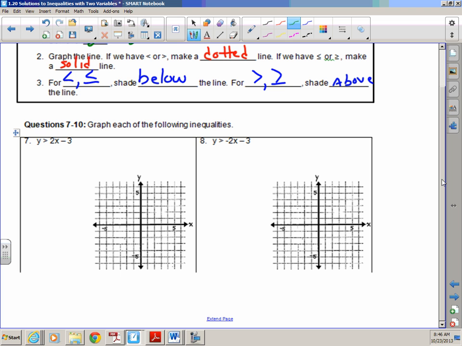These are already set up for me in y isolated form. I plot my y-intercept of -3. My slope is 2 or 2 over 1. I go up 2 to the right 1, down 2 to the left 1. Since it's just greater than, it's a dotted line. And since it's greater than, I'm going to shade above.